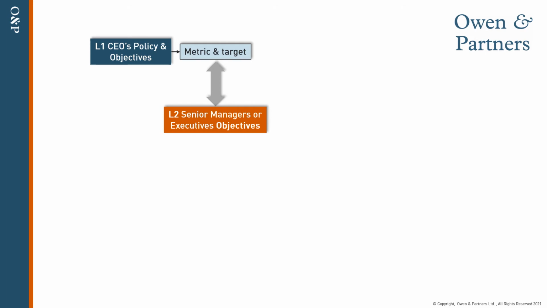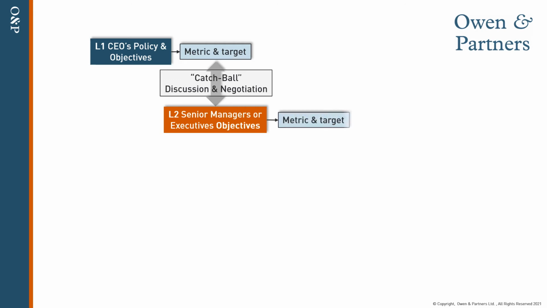Usually after some discussion and negotiation, often called the catch-ball process, they will decide which level 2 objectives they will work on to achieve the targets which have been given to them, and in turn, they set the metrics and targets which determine the successful achievement of their objectives.